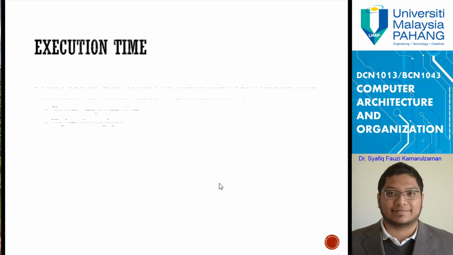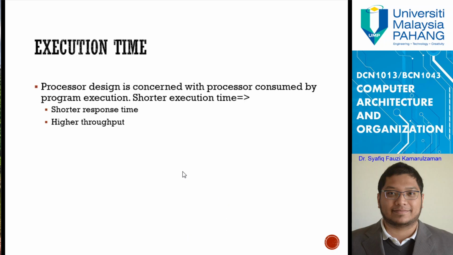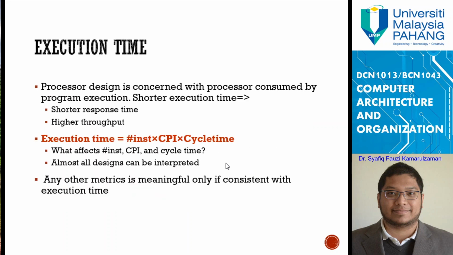So basically for execution time, processor design is concerned with the time consumed by program execution. This means that the shorter the execution time, the better the processor is. With shorter execution time, you can get shorter response time and higher throughput. So execution time is basically the number of instructions times the clock cycles per instruction, times the clock cycle time itself.